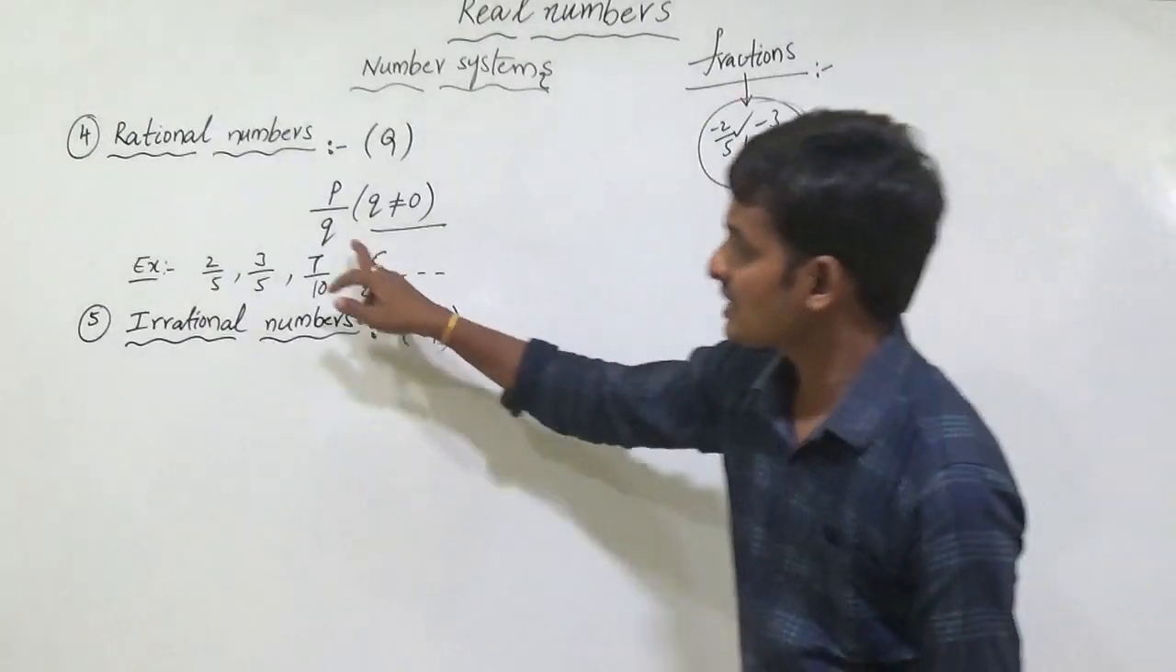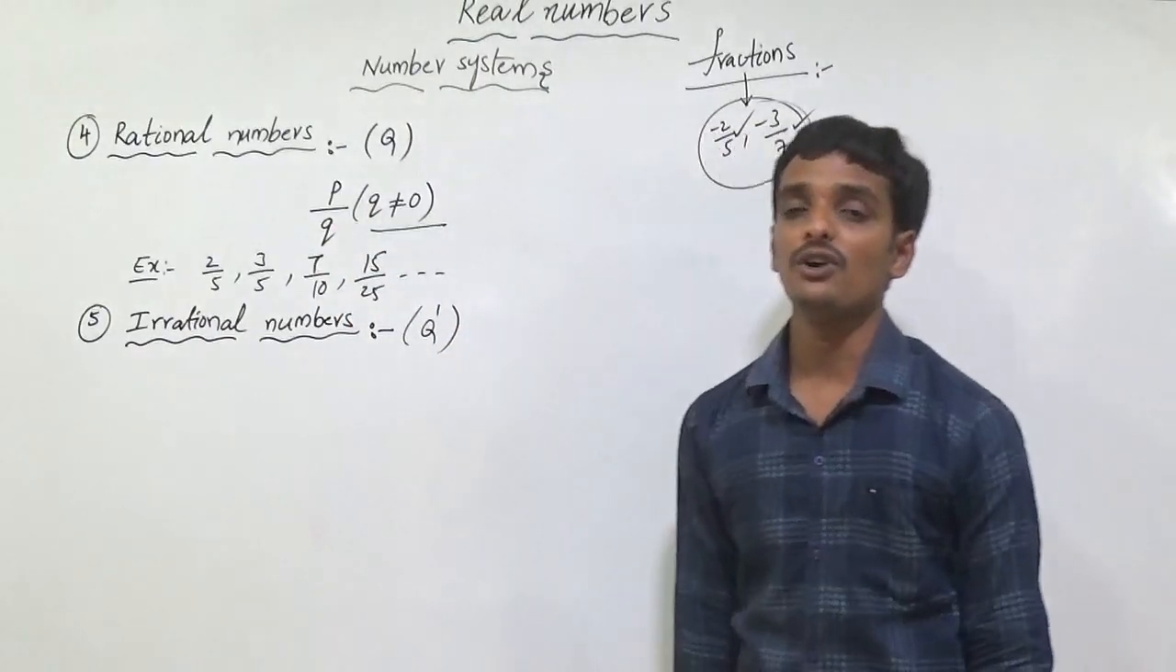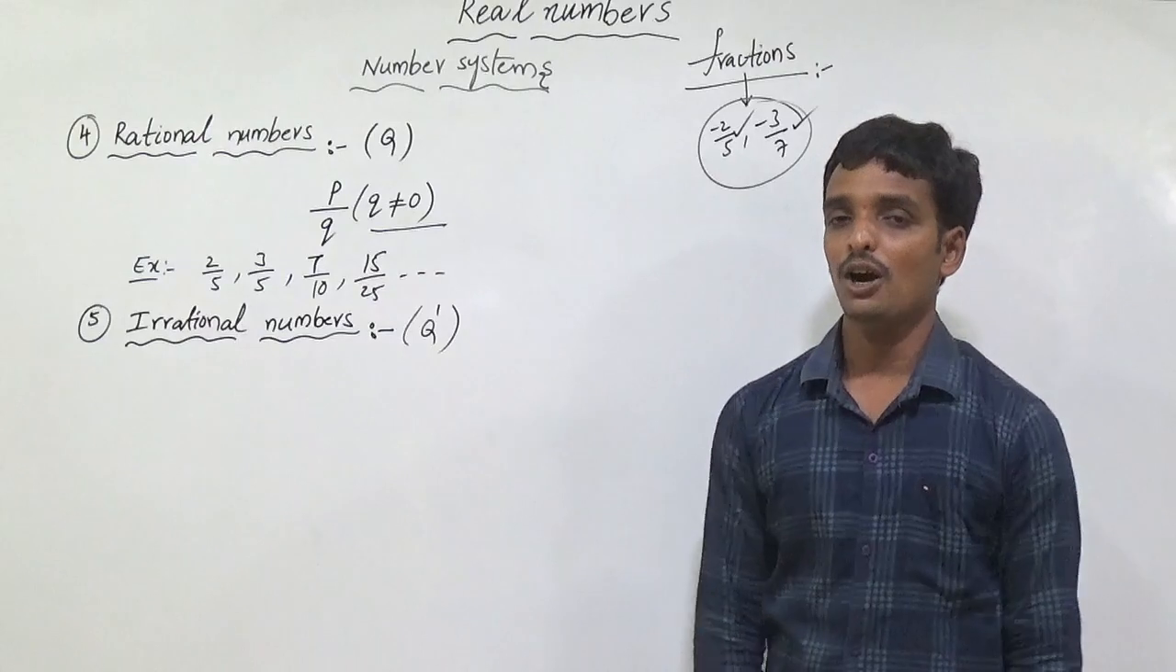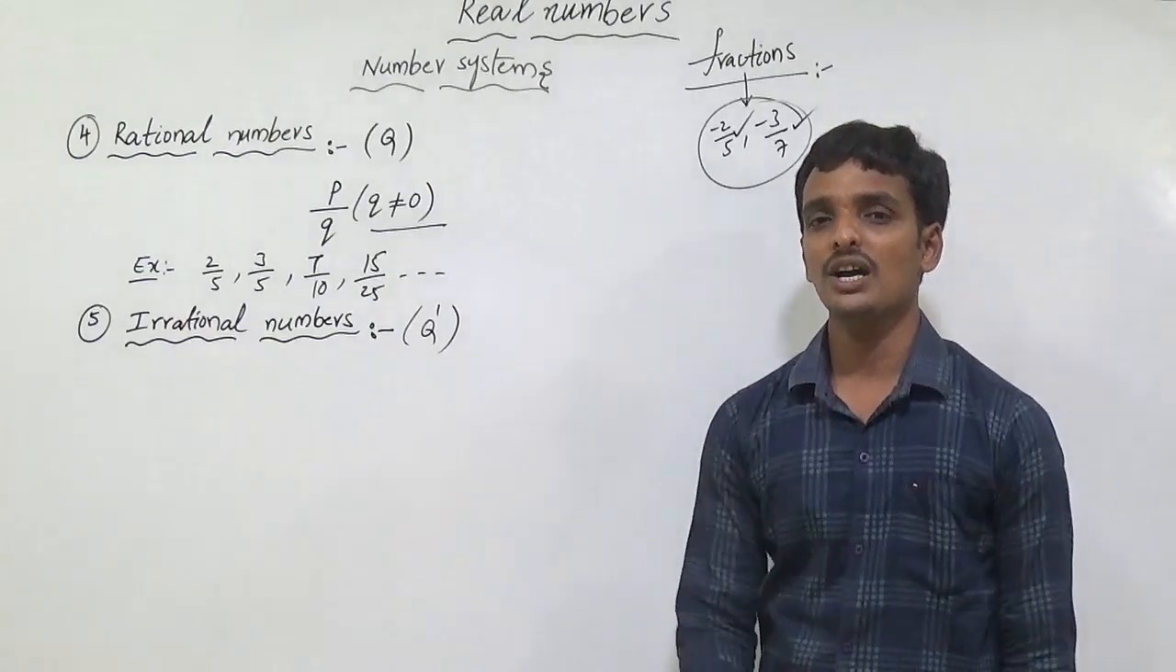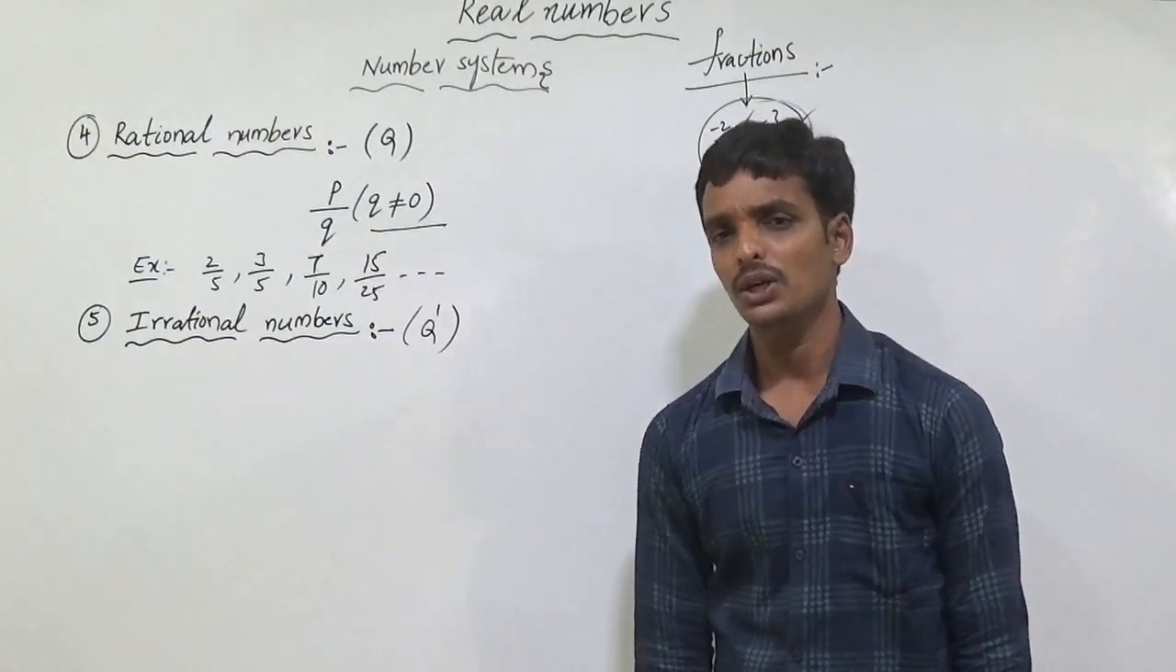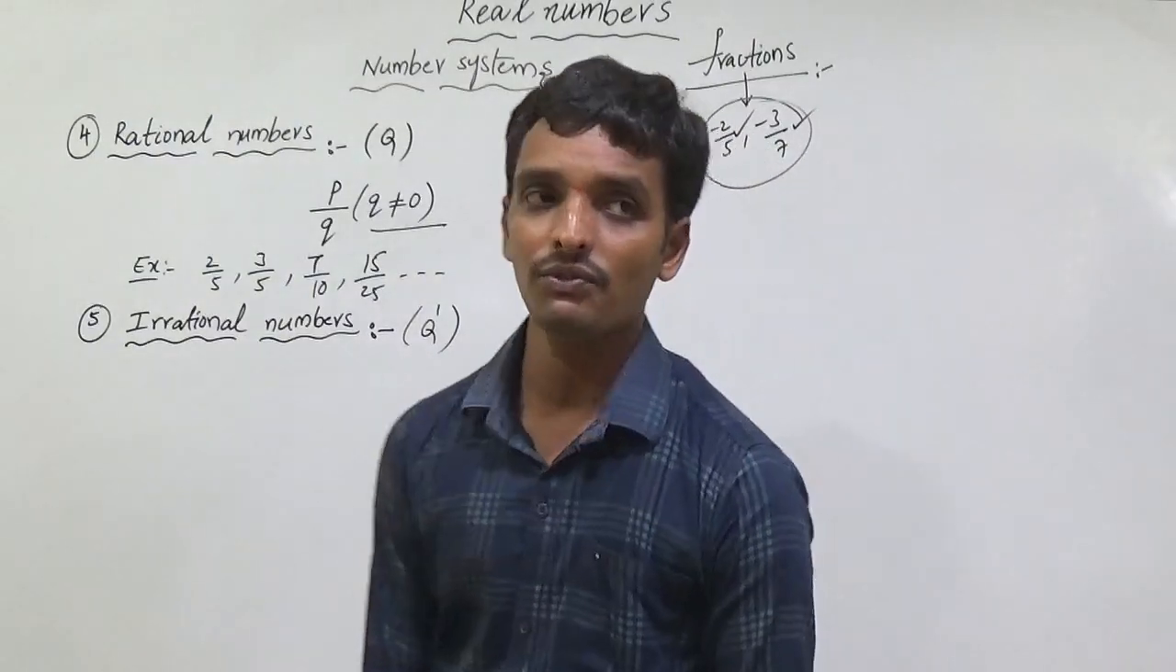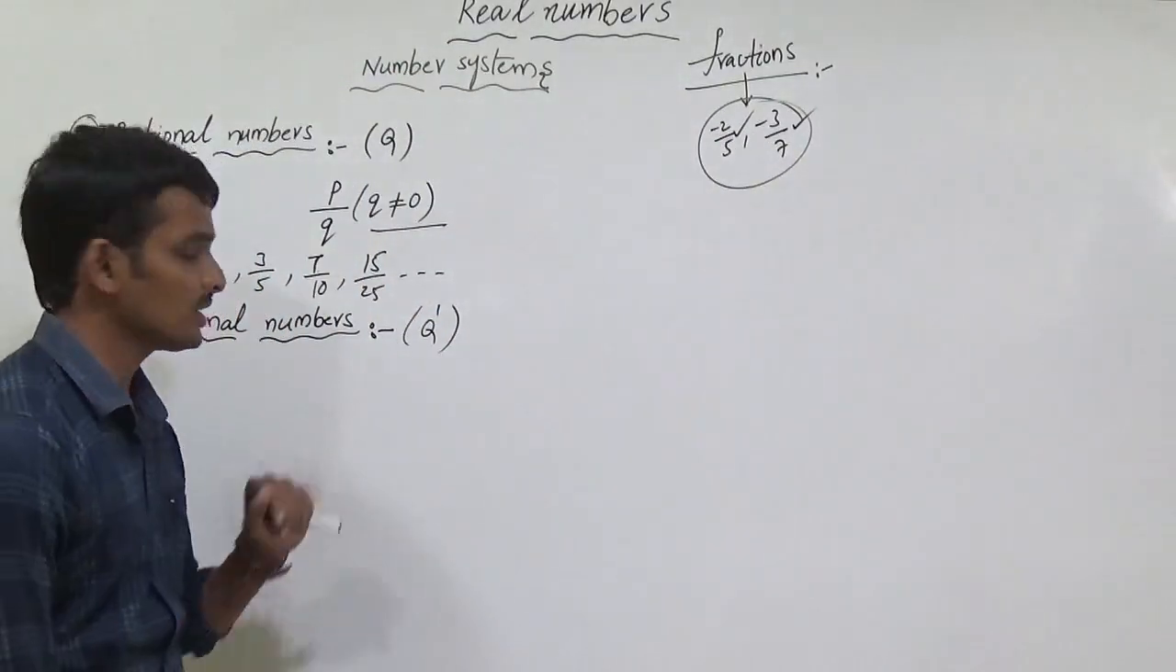What is the definition of rational numbers? The numbers which are in the form of p by q. The opposite sense is the numbers which are not in the form of p by q. The numbers which are not in the form of p by q are called irrational numbers.